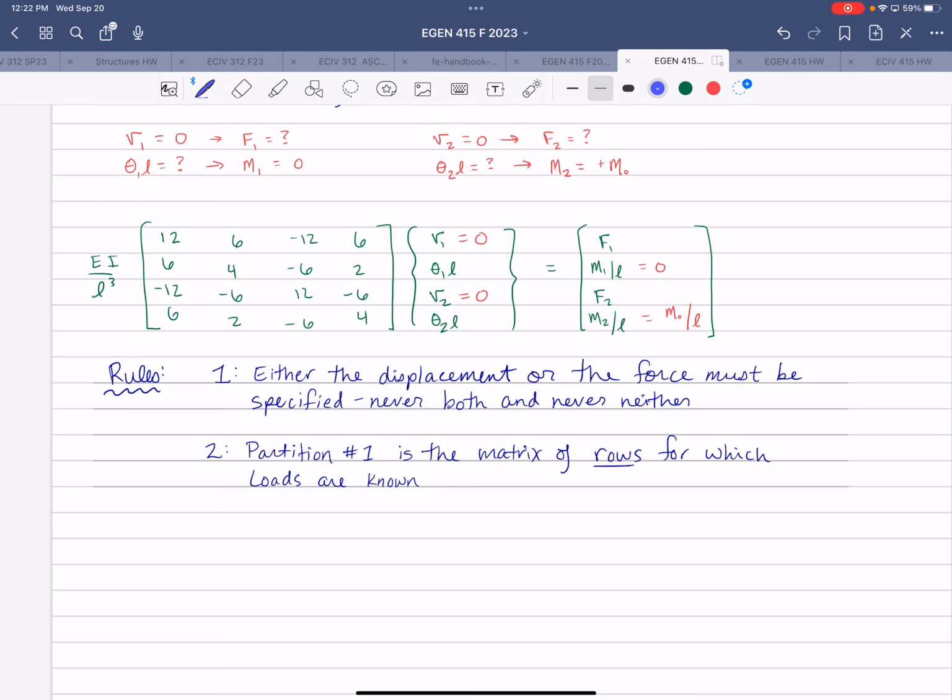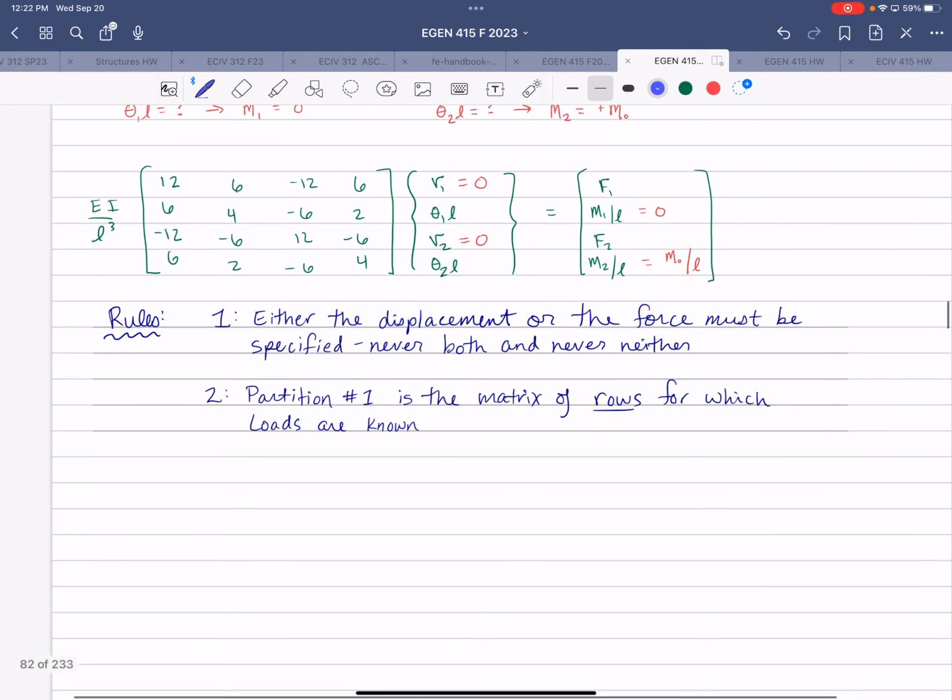All right, so we'll rewrite then, take those rows with known forces. So that would be your rows 2 and 4 in this case, because we know the moments there. So that's going to be, all right, taking rows 2 and 4.